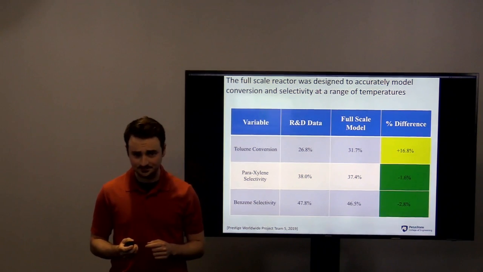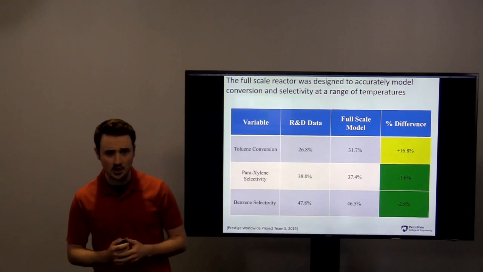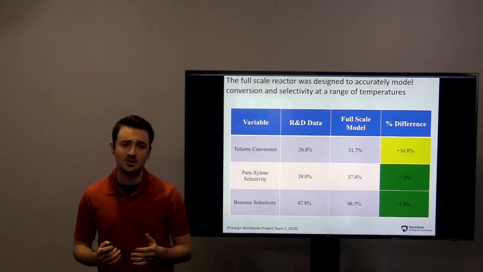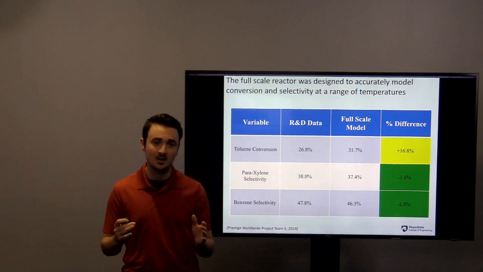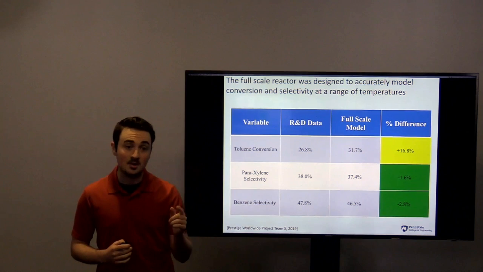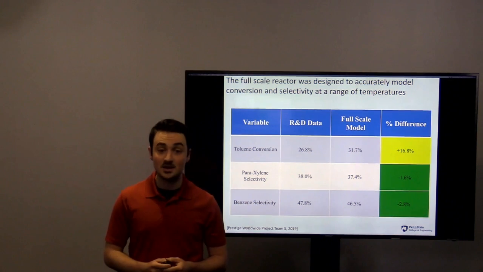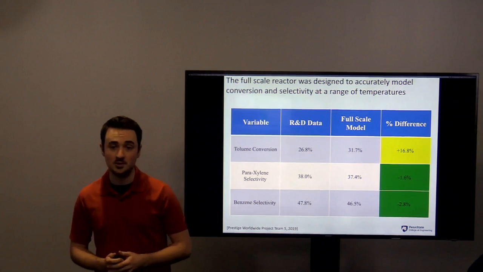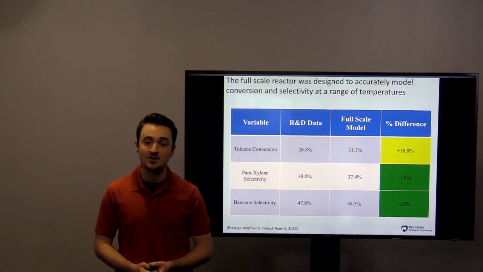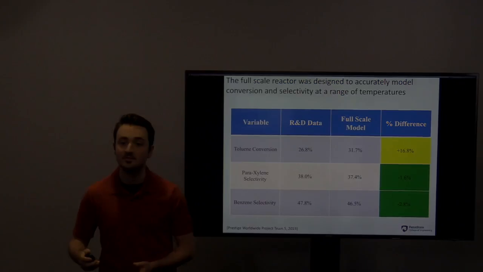As I mentioned, there is a slight overprediction of toluene conversion, about a 17% overprediction. We were still happy with that as a project team. We were targeting about a 20% difference between the R&D and the full-scale model. But as you can see, the paraxylene selectivity and benzene selectivity are only a slight underprediction, so we are very happy with those as a project team. I'll now pass it over to Jacob Socha to discuss some of our plant economics.